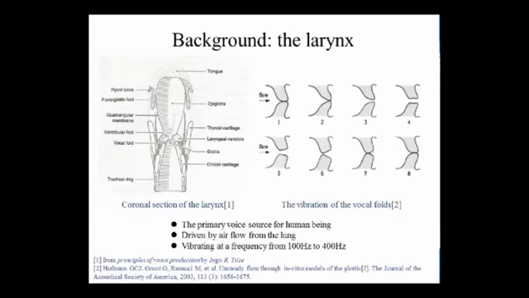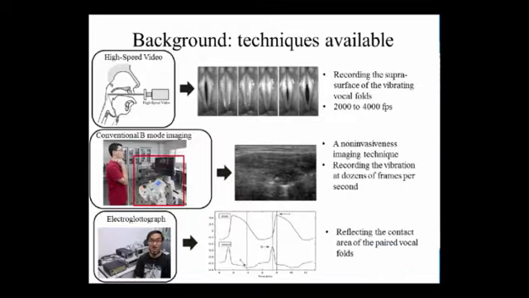First of all, I would like to give a brief introduction about the larynx. The larynx is the primary voice source for human beings, and the most important part of the larynx is a pair of vocal folds. It is driven by the airflow from the lung, and it could vibrate at a frequency from 100 to 400 hertz during voicing.